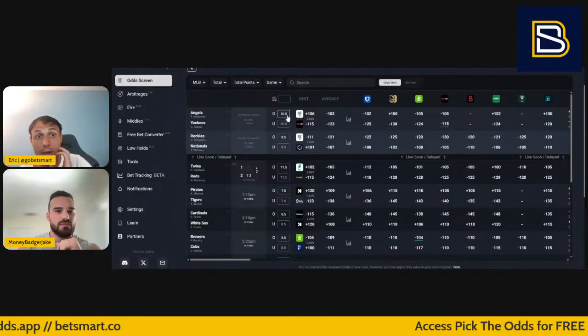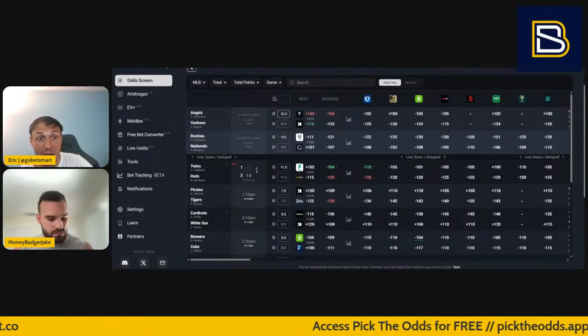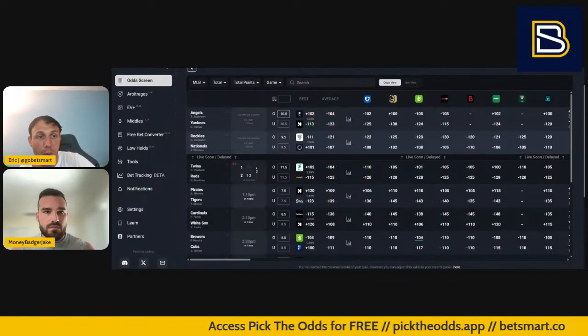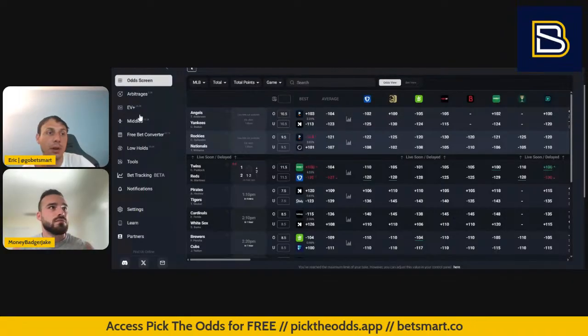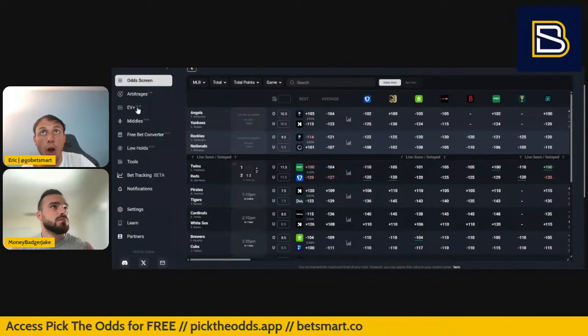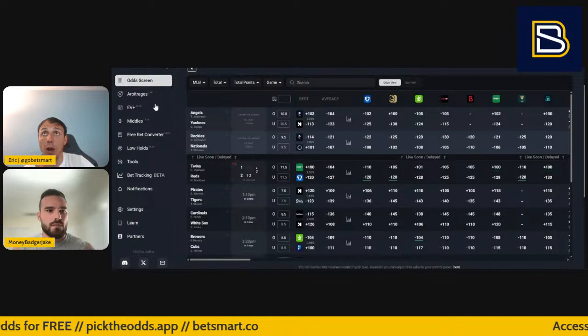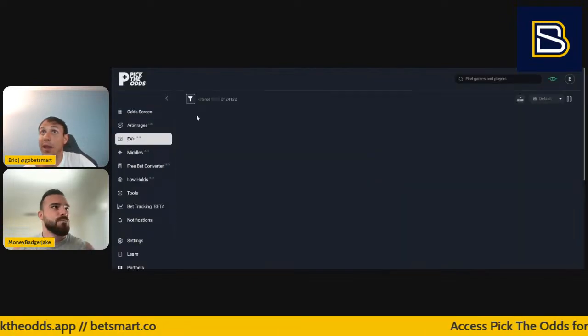So I did get some line value there. And this was again from my new EV calc that I created with Pick the Odds. And what I'm going to do right now is go through and talk about what I did to, ideally, of course, improve my expected value calcs.